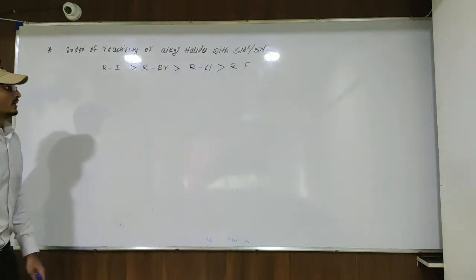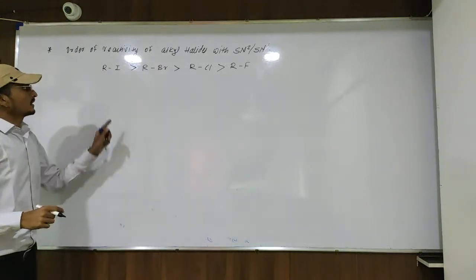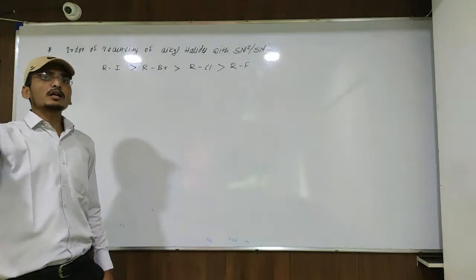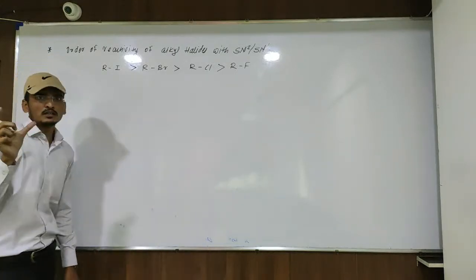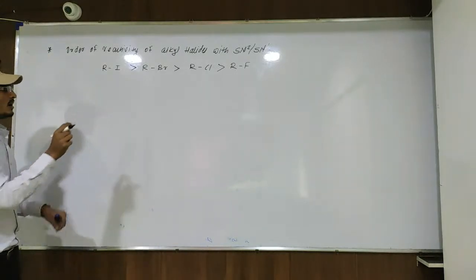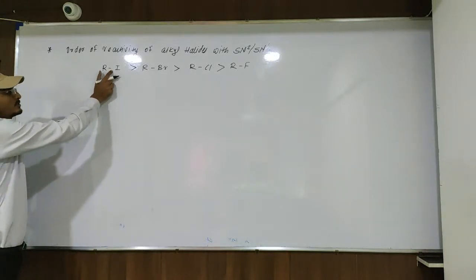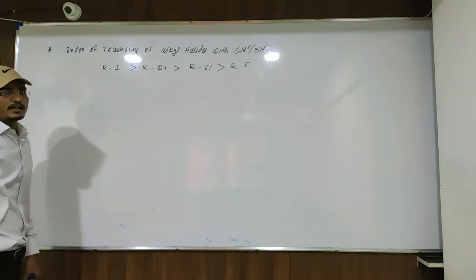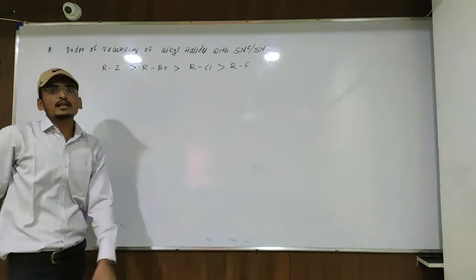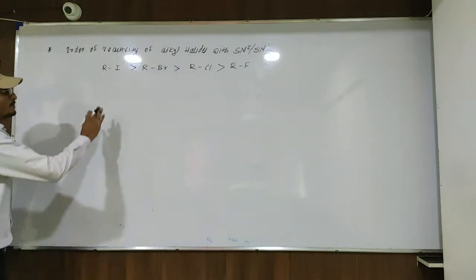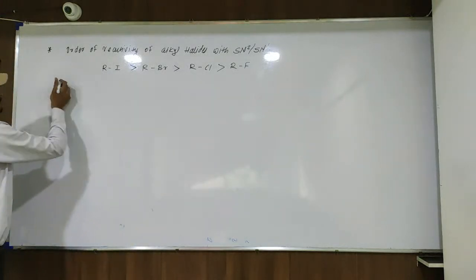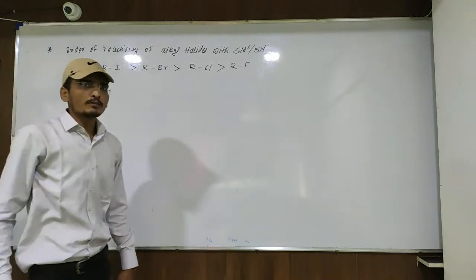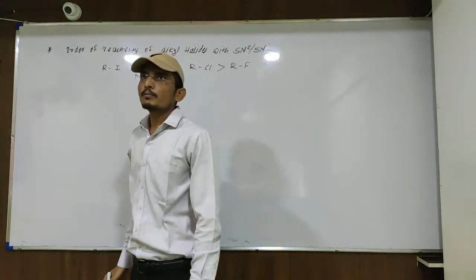So why does this happen here? I have already told you that. The bond between carbon and iodine has less bond strength, or the bond length is more. So that's why this bond is easily broken, and that's why the reactivity of alkyl iodide is more than alkyl bromide and alkyl chloride. Okay. So why does this happen? Because what are the good leaving groups here?